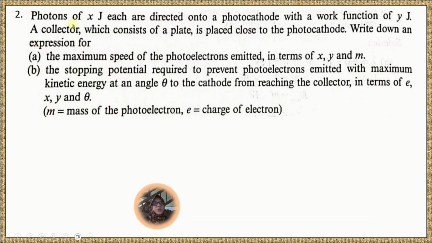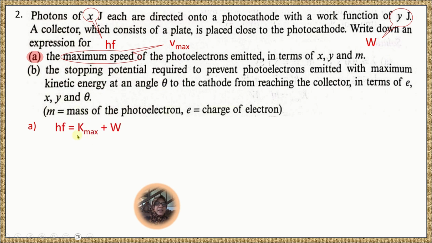Okay, question 2. Photons of x joule each are directed onto a photocathode with a work function of y joule. A collector which consists of a plate is placed close to the photocathode. Write down an expression for the maximum speed of the photoelectrons emitted in terms of x, y, and m. For question A, we are given x joule, which is the energy of a photon, hf, and the work function is given as y, and we are going to find the maximum speed. So we use symbol Vmax.